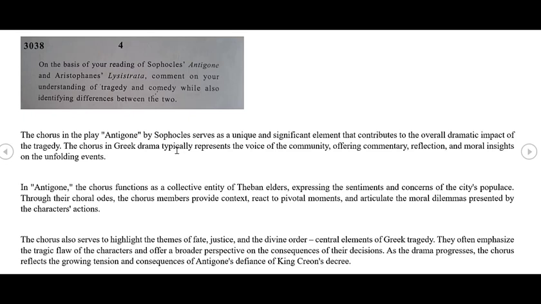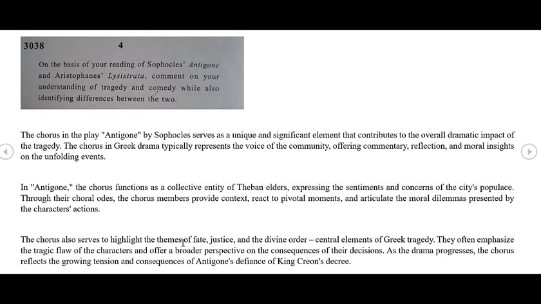It introduces characters to you, and the chorus very often is the reflection of the moral insights and of the society at large. It represents the collective identity of the Theban elders, who express their sentiments and concern about the city's people. Throughout the things that they say as chorus members, they talk about the pivotal moments in the play, and they talk about the moral dilemmas that the play also puts across to the audience.